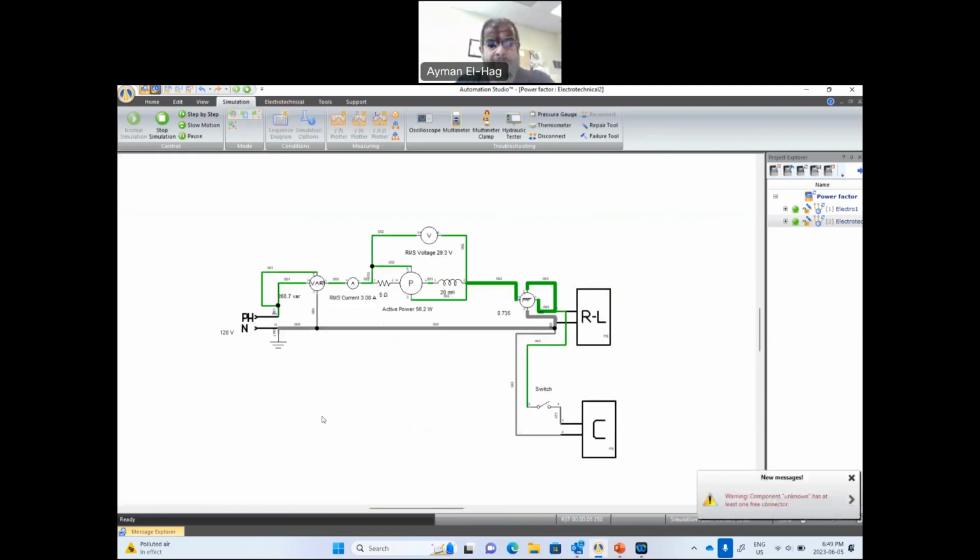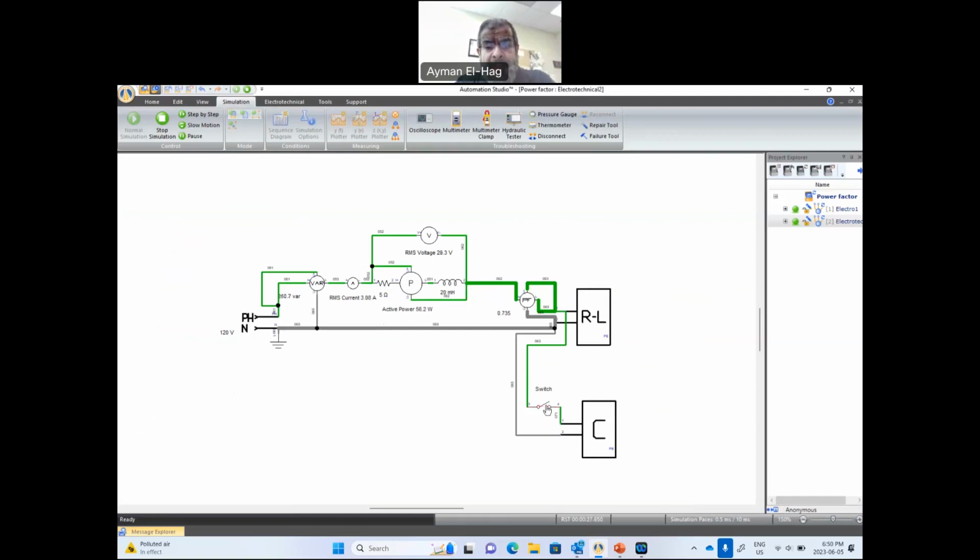So when you start the simulation here, you can see the power factor is 0.735 lagging, so the power factor is pretty low. The voltage drop across the line is 29.3 volt, and the power loss is 56.2 watt. The var that is produced here is 260.7 var. Now, watch what will happen to all these numbers the moment I connect the switch.